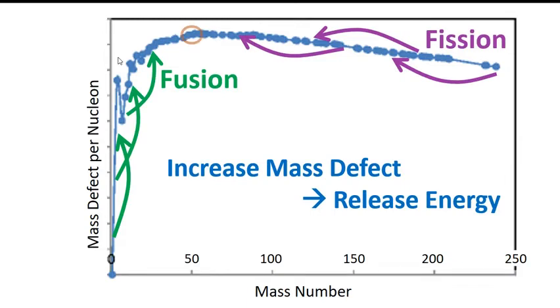The point at the very top of this graph is the isotope that has the highest mass defect or binding energy per nucleon. Moving in either direction from this isotope requires energy instead of releasing it. This point is iron 56.